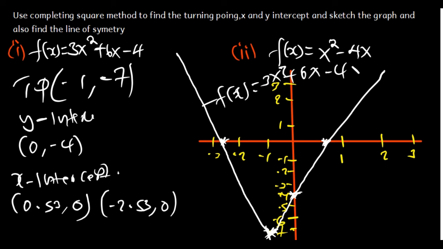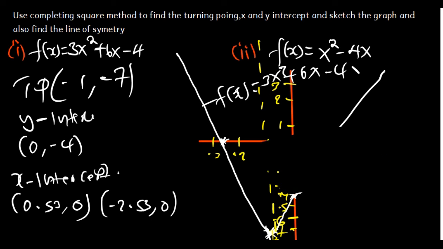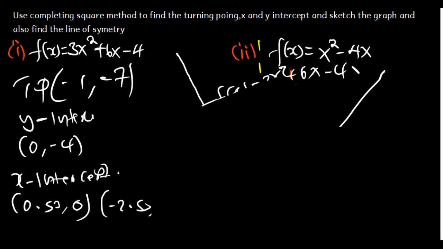Now the line of symmetry, we said it is at x is equal to negative 1. So this is our line of symmetry. You just put this, so that is our line of symmetry at x is equal to negative 1. That is also very, very important. So this is how you can find the x-intercept, the y-intercept, the turning point, and also the line of symmetry, and also how to sketch the graph using the completing square method. That is very, very important. So we also have a question 2 here, which we can just solve. You can pause the video and work it out and see the answer which you're going to come up with.